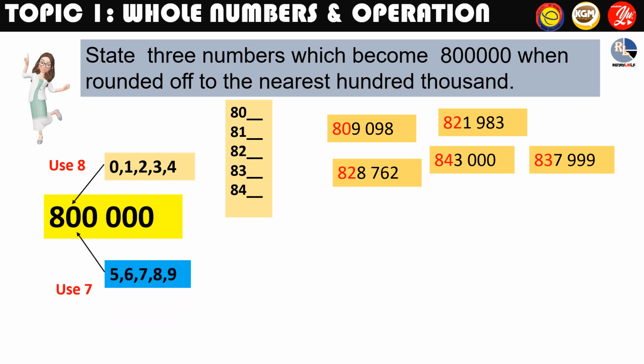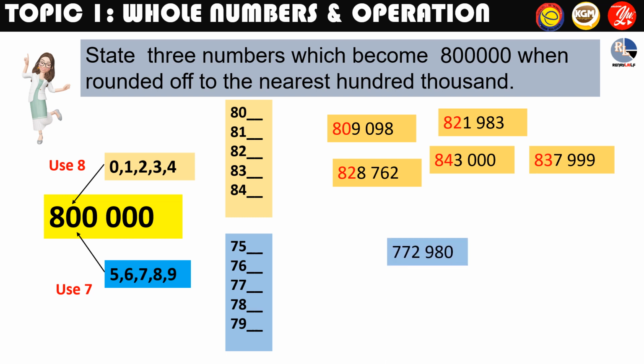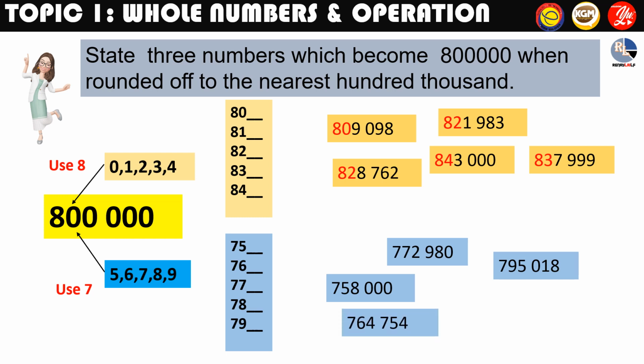Alright, if we want to use the second number as 5, 6, 7, 8, 9, the first number must be 7. Alright, random numbers: 772,980, 758,000, 795,018, 764,754, 784,123. So boys and girls, I hope you understand the lesson for today.